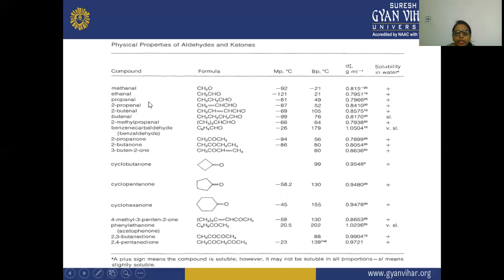Here you can see the aldehyde, methanal, which has a boiling point of -21, and ethanal has 21 degrees centigrade. The cyclic compounds have a higher boiling point, and these ketones have a very high boiling point, 202 degrees centigrade. This is acetophenone. So these are the physical properties of aldehyde and ketone.